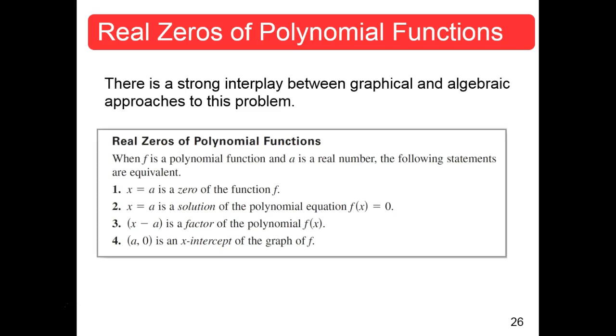Also this, x minus a is a factor of that polynomial f of x. And if you think about it, back when we factored polynomials, you got the factor, and then you added a to both sides and said x equal a. That's exactly what we had. If x minus a is 0, if that's a factor of that polynomial f of x, then x equal a is a solution. Remember, that's what we did. We added a to both sides and got the solution. Okay? And here's one other. (a, 0) is an x-intercept. The x-intercept is where those zeros are. So if any of these are true, all four of them are true. So we'll refer to zeros in every one of these ways. Understand, they all mean the same thing.